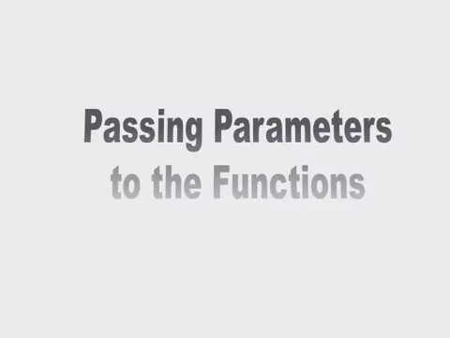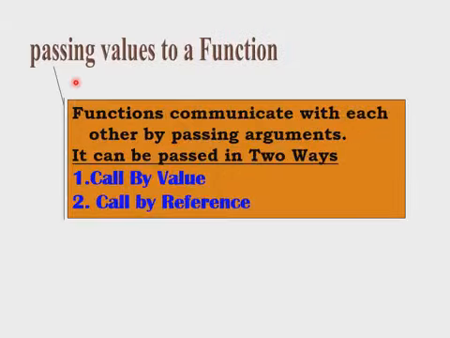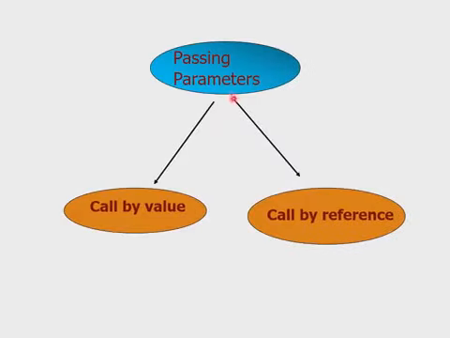Now how can we pass these parameters to the function? There are two different ways of passing the function parameters to the function. Passing the values to the function means that the functions can communicate with each other by passing the arguments, and it can be passed in two ways. First by call by value method and second by call by reference method. So the passing of arguments will be by the call by value method and the call by reference method.